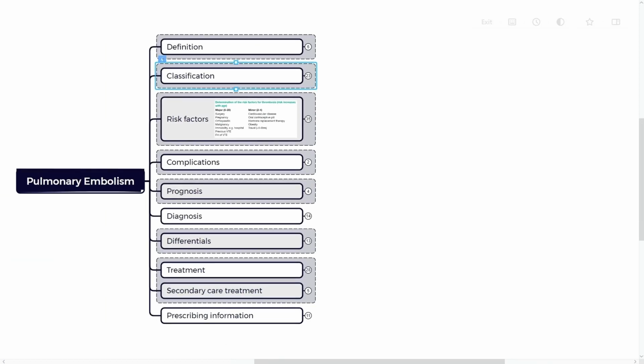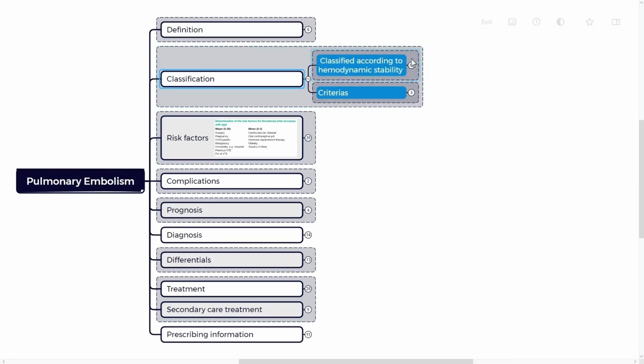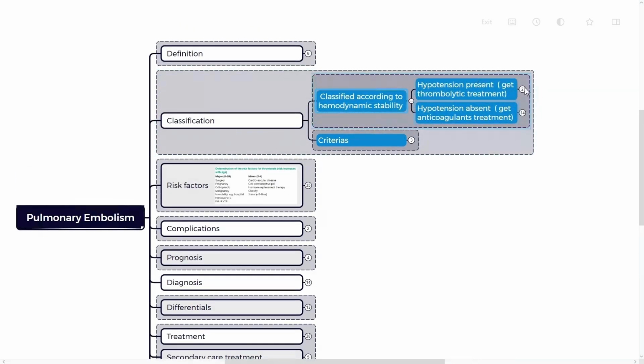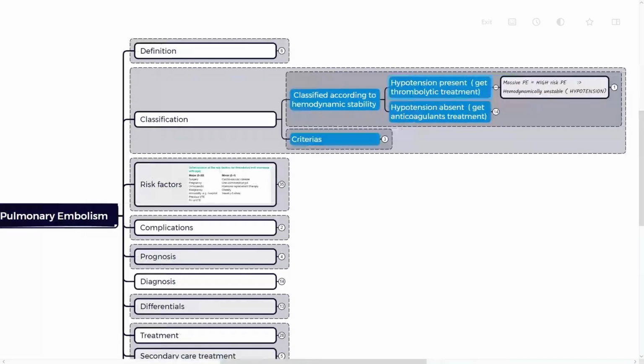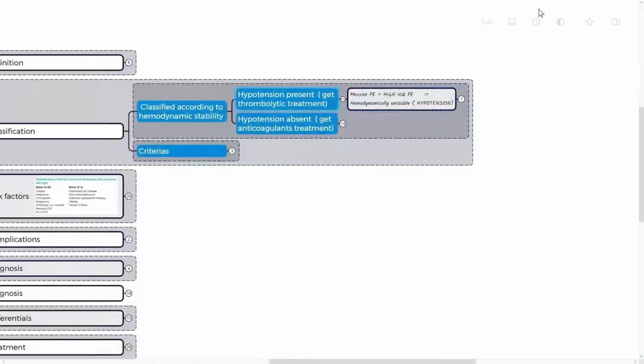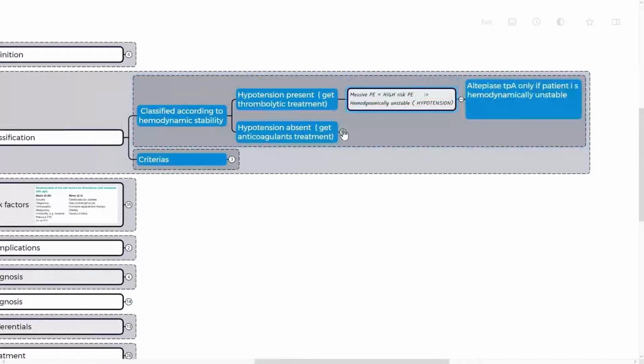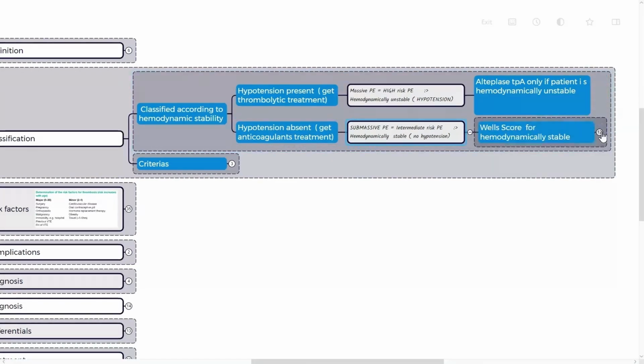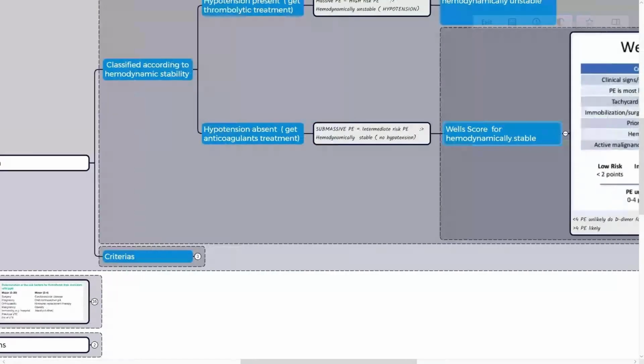PE can be classified according to hemodynamic stability, which is helpful in deciding further management. The other classification is via using risk scoring systems. When the patient is hemodynamically unstable, that is hypotensive, this is termed as massive or high-risk PE and requires immediate thrombolytic therapy with TPA such as alteplase. When the patient is hemodynamically stable, it is termed as submassive PE or intermediate risk PE.